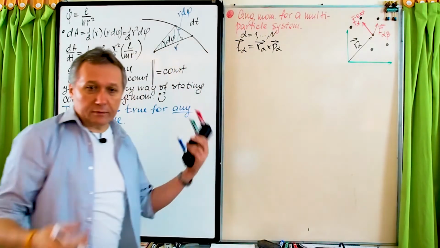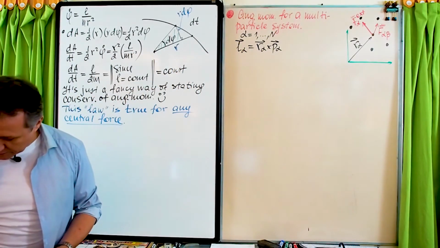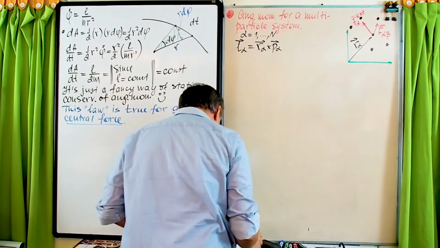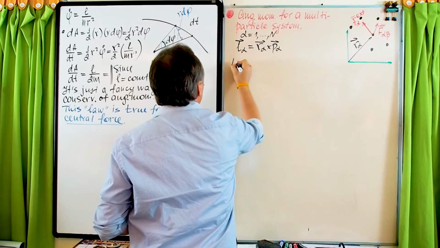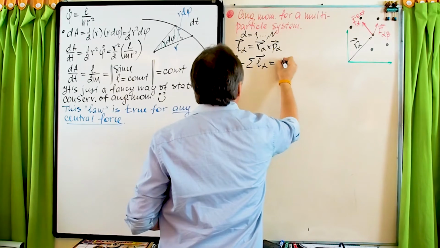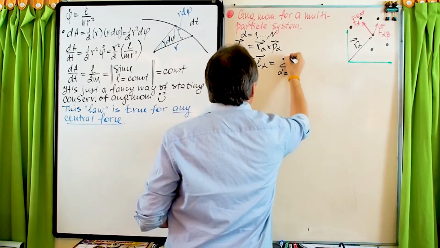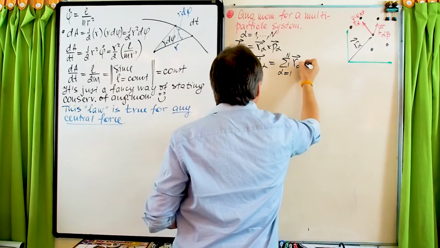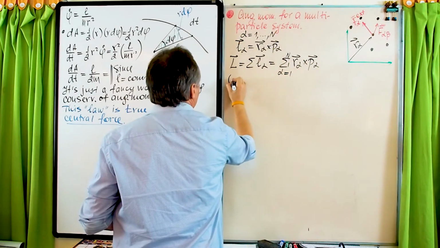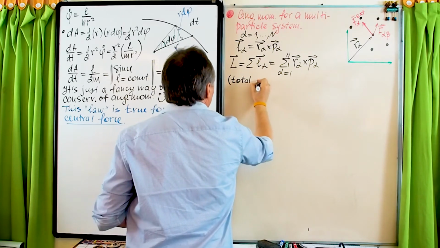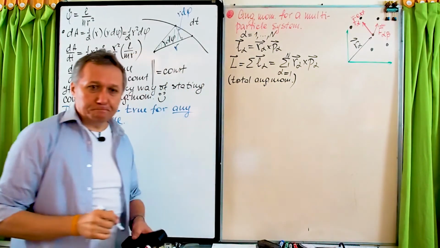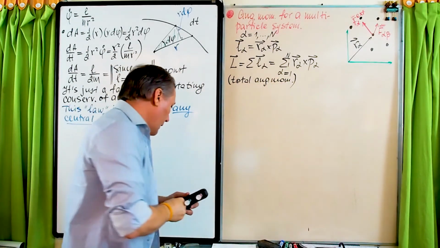And of course, since we now have plenty of particles, it makes sense to look at the total angular momentum, which we labeled just L capital. L will be the summation over L alpha. It will be the summation over the whole system, R alpha cross P alpha. So the total angular momentum of the whole system.